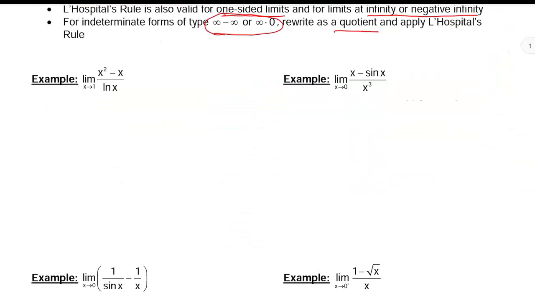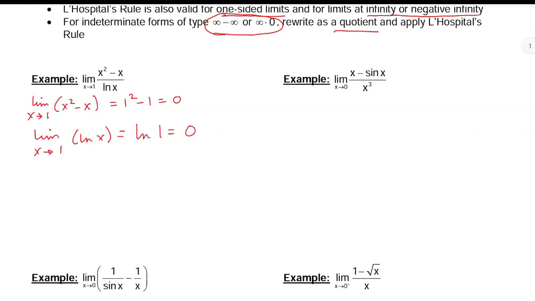First example, if we were to take the limit as x approaches 1 of the numerator, we would get 1 squared minus 1, which is 0. And the limit as x approaches 1 of natural log of x is natural log of 1, which is 0. What you might be tempted to do is write equals 0 over 0, but do not do that. You have to write the numerator separate from the denominator. If you write equals 0 over 0, you'll get it marked wrong.